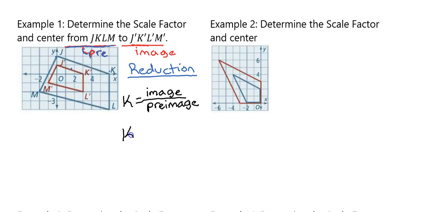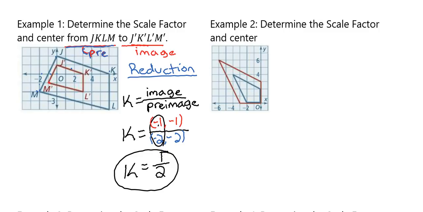So K equals, so again, in my image, my point M is at -1, -1. And then in my pre-image, my point M here, right, it's over 2 down 2. So it's at -2, -2. So then I'm just dividing, and I really only have to look at the x or y. I just think it's easiest to set up as a point. If I divide 1 by 2, or in this case, -1 divided by -2, looking at both the x's and the y's, I would get 1/2. So my scale factor here is 1/2.